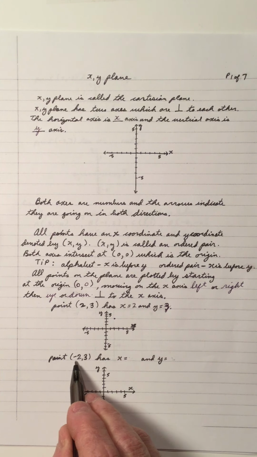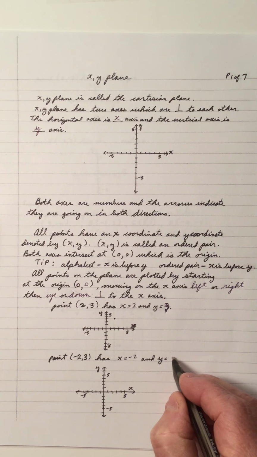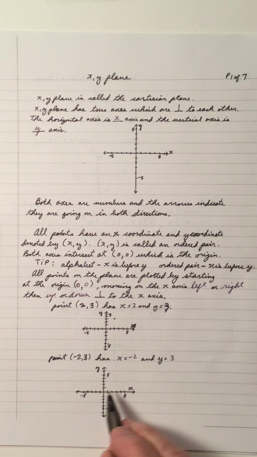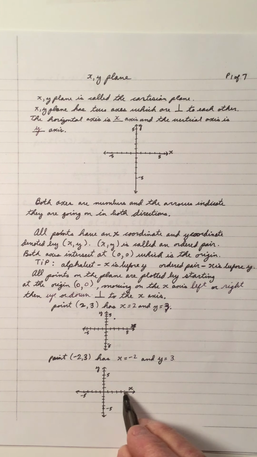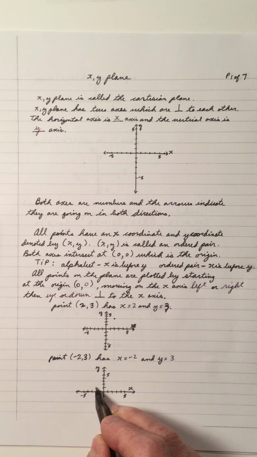The point (-2, 3) has x to be -2 and y to be 3. So we start at the origin (0, 0). X is -2, x is horizontal, so -2 is 1, 2 to the left, and y is 3, so we go 3 up, 1, 2, 3.